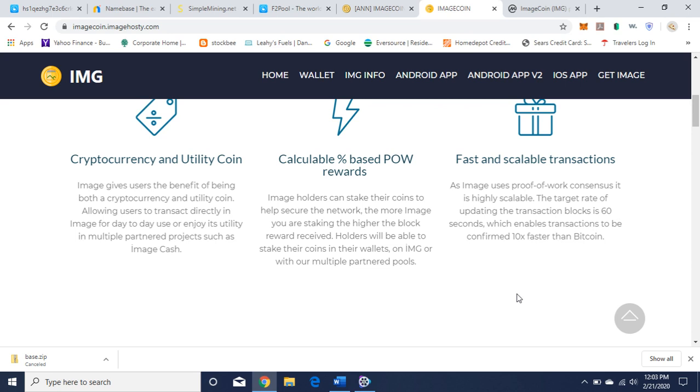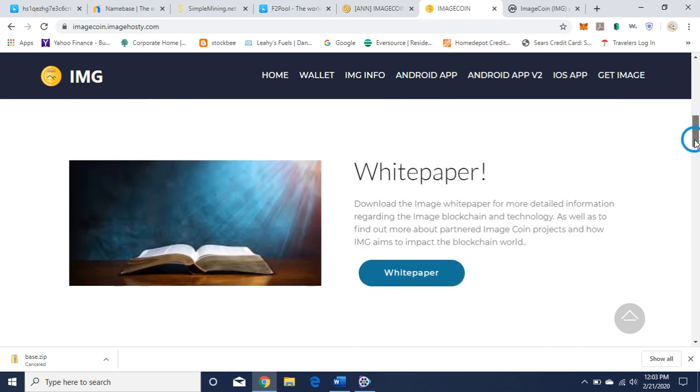Calculable percentage based on proof of work rewards. Image holders can stake their coins to help secure the network. The more Image you are staking, the higher the block reward received. Holders will be able to stake their coins in their wallets on IMG or with our multiple partnered pools. Fast and scalable transactions. As Image uses proof of work consensus, it is highly scalable. The target rate of updating the transaction blocks is 60 seconds, which enables transactions to be confirmed 10 times faster than Bitcoin. Here's a link to their white paper.